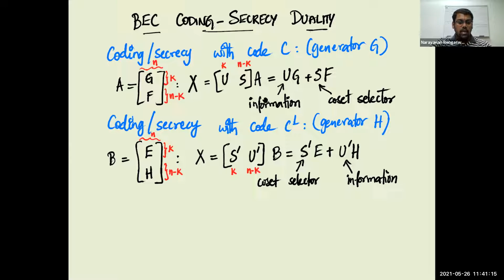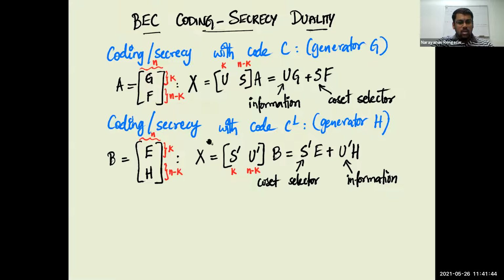So in channel coding, you would care about decoding this message U given the output of the channel. For secrecy, we are using Wyner's coset coding approach, where the coset selector is the secret message. So you select the coset of your code and then randomly pick some vector in that coset and transmit it over the channel, so that you are hoping to confuse the eavesdropper as much as possible.